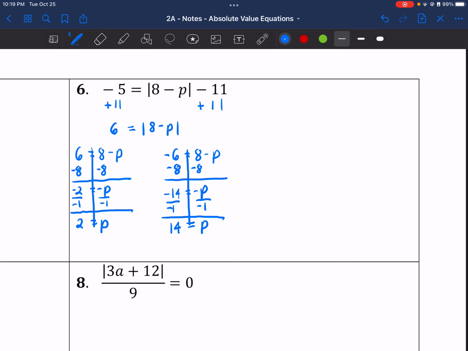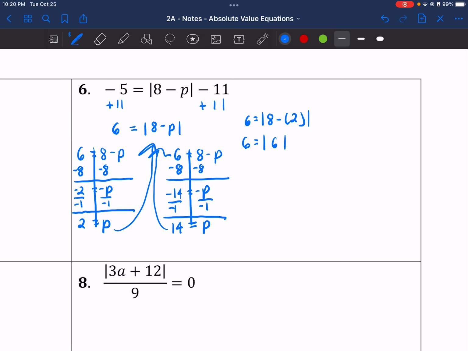Now I'm going to plug these back into my equation. I'm going to plug it into this equation. Again, if you want to plug it into the original equation, you can. I just feel like this is easier. So we're going to do 6 is equal to the absolute value of 8 minus, put our parentheses around our substitution, 2. So we get 6 is equal to absolute value 8 minus 2. Well, 8 minus 2 is equal to 6. So we get the absolute value of 6. And the absolute value of 6 is just 6. So we get 6 is equal to 6. That means we know that P equals 2 is a solution.